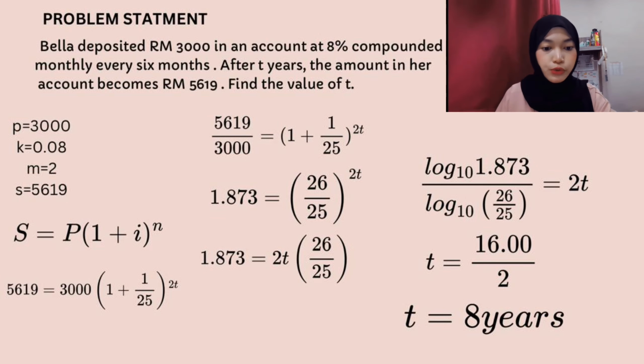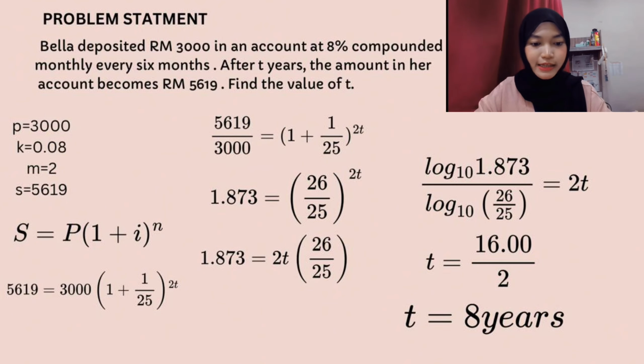Okay, step 2. We need to write the formula. Formula is important. S equals P bracket 1 plus i bracket power of n. So 5619 equals 3000 bracket 1 plus 0.08 per 2, which is 1 per 25, bracket 2T. Next we need to bring 3000 to the left. So 5619 per 3000 equals bracket 1 plus 1 per 25 bracket 2T.